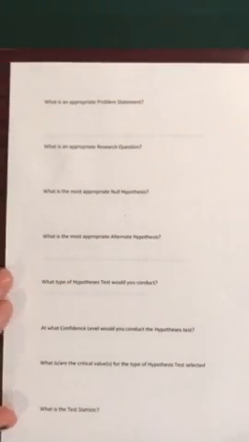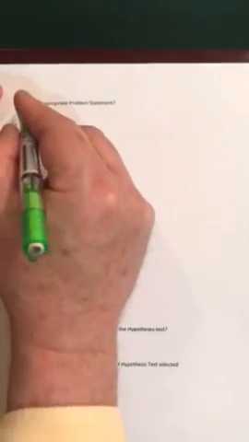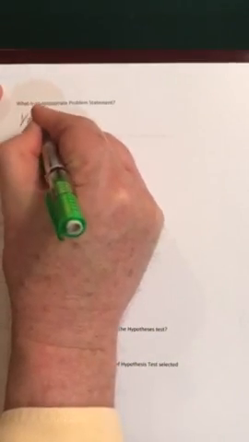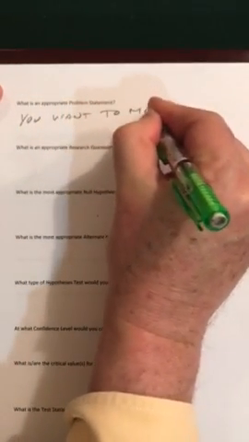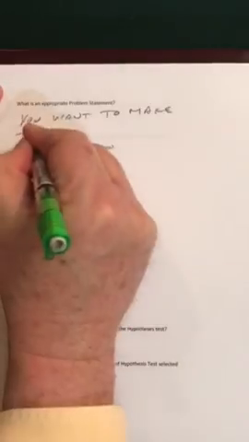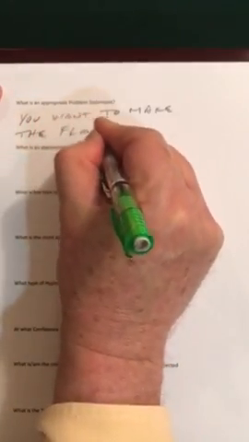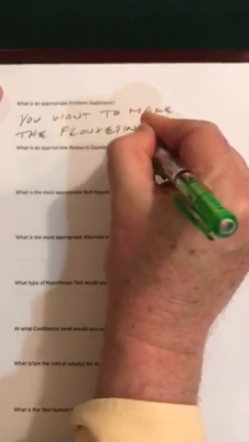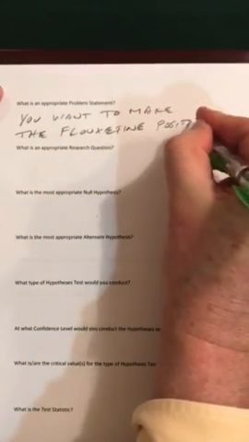So let's take this from the top. What is an appropriate problem statement? Well, the problem statement here is, and it's really more of an opportunity, if you will, that you want to make sure that the drug works. That the fluoxetine, the example here, positively affects depression.